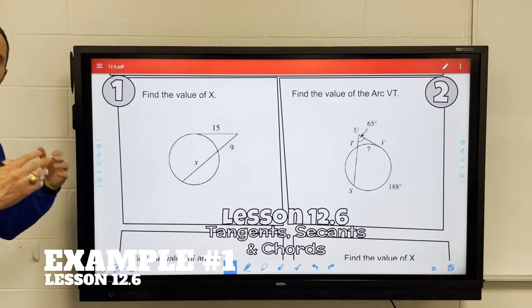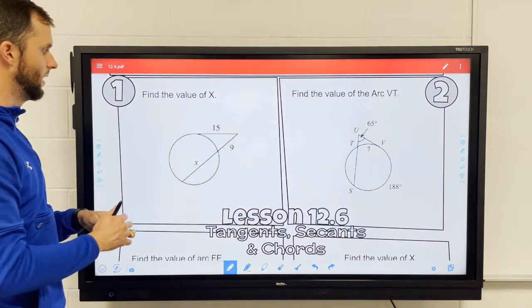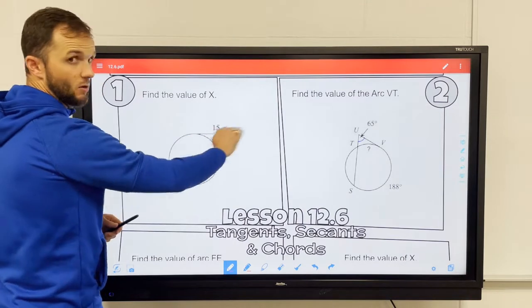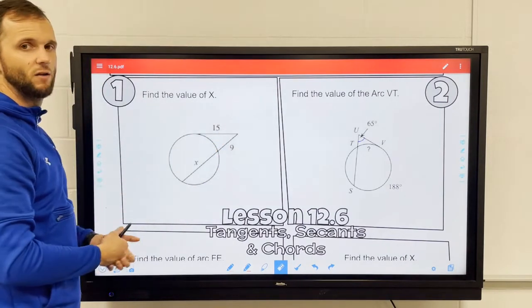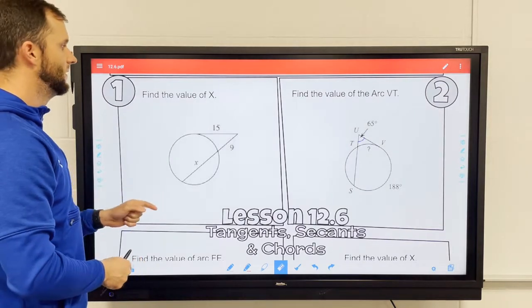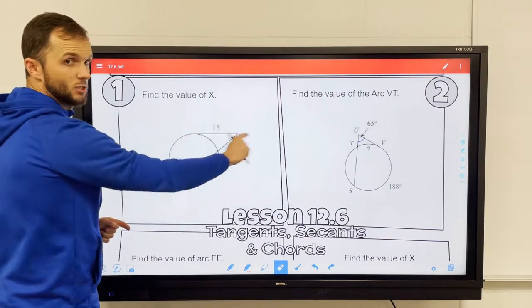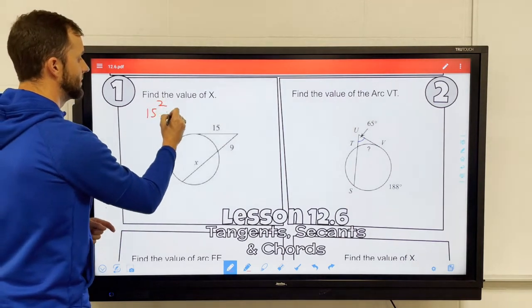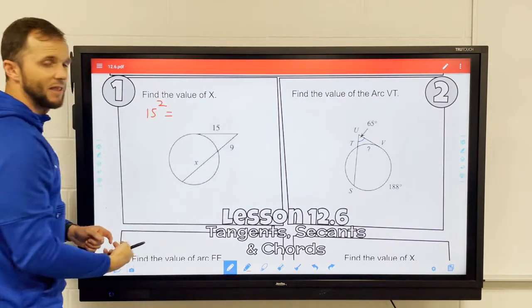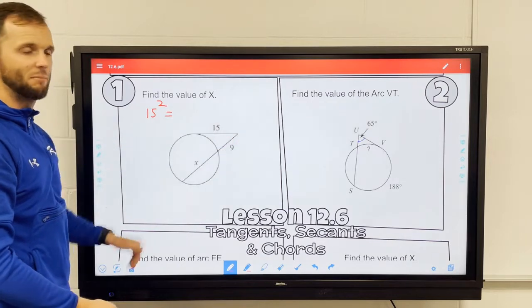So right now, we first need to recognize my lines here. I have a tangent line going here, and then I have a secant line going here, and I need to find the value of X. So I know that my tangent line squared is going to be equal to the secant line outside number multiplied by the whole thing.